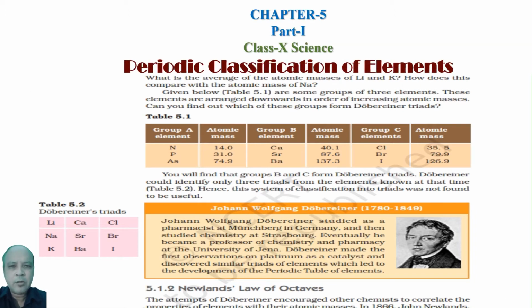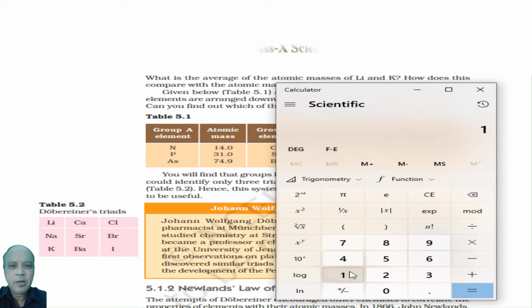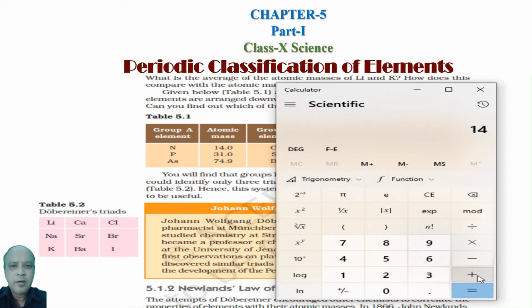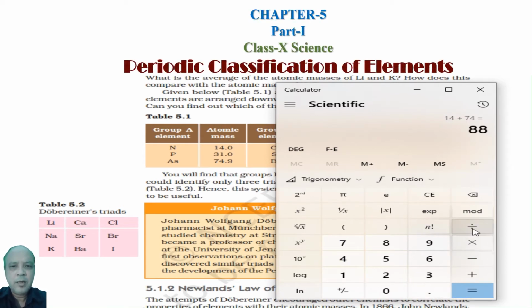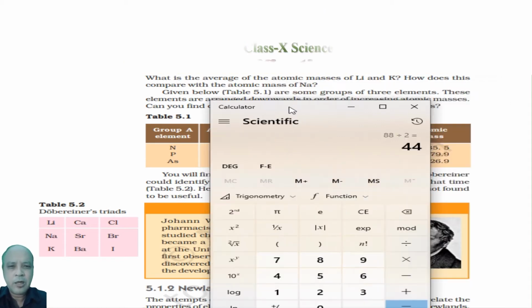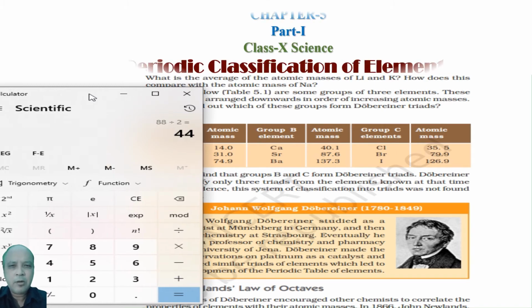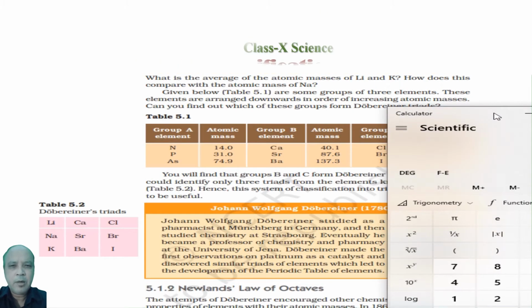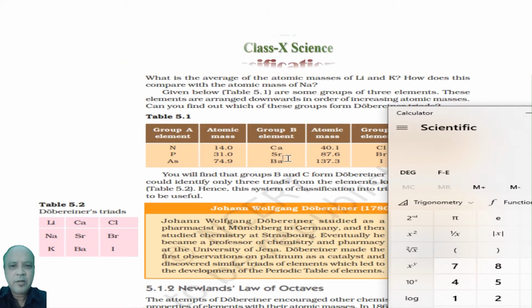What is that? Let's calculate again. That is 14 plus 74, which is equal to 88, divided by 2, 44. So we are getting 44, okay, for phosphorus according to the Dobereiner triad. So I don't think this is a triad.